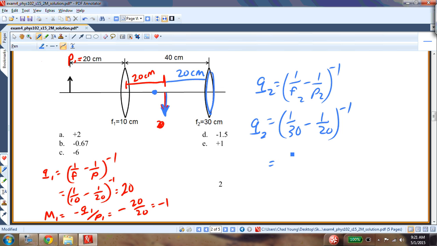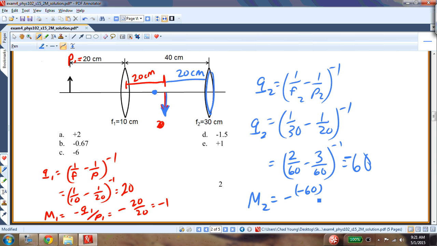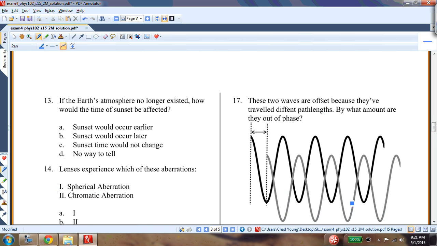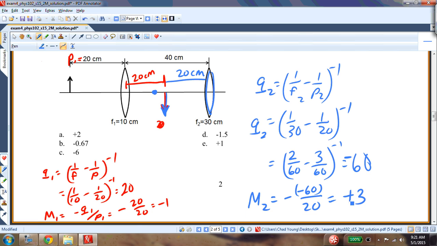That'll come out, let's see, do a common denominator. This is 2 over 60 minus 3 over 60, which is equal to negative 60. And then my magnification, M2. Am I looking for the magnification here? Yeah. M2 is negative Q2, which is negative 60, over P, which was 20, is positive 3. So my total magnification is negative 1 times positive 3.